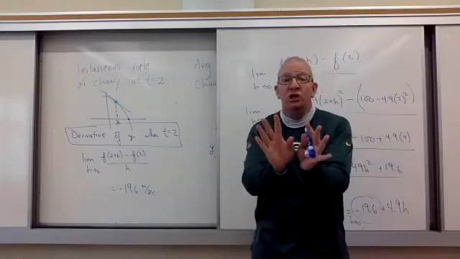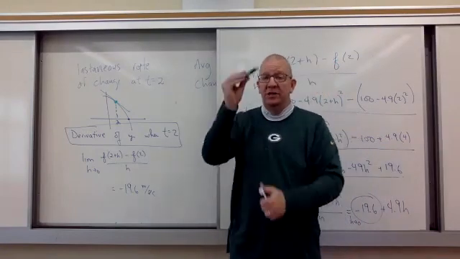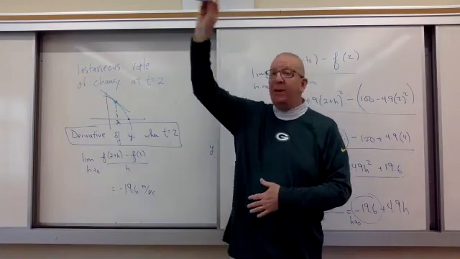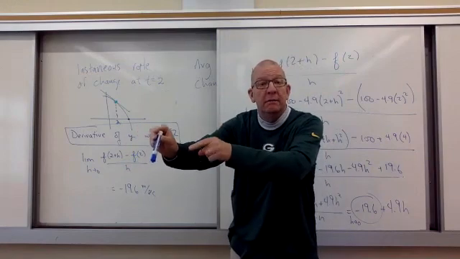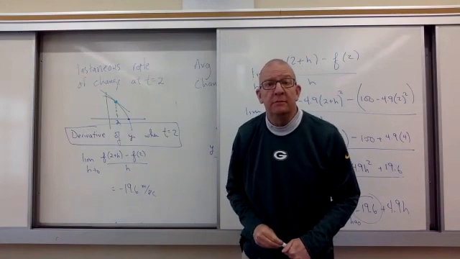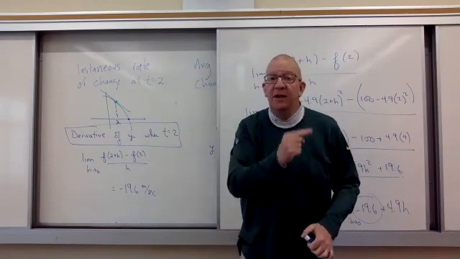I want you to understand what's happening. The rock is falling. Pretend this is the rock. We're going to stop it, boom, right here. How fast is it going at that instant? Negative 19.6 meters per second. Piece of cake. And that, my friends, is your derivative.